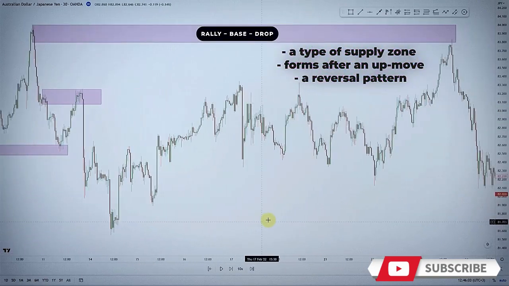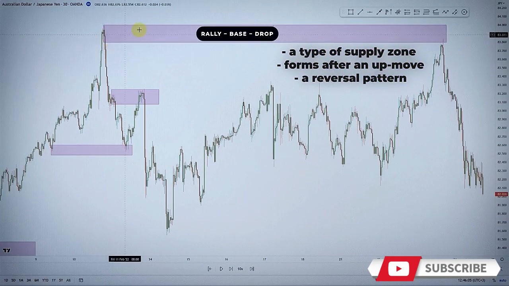The rally-based drop zones form when the market reverses from moving higher to moving lower. When they are completed, a supply zone will have formed in the market, which should cause the market to fall. Again, a reversal structure.